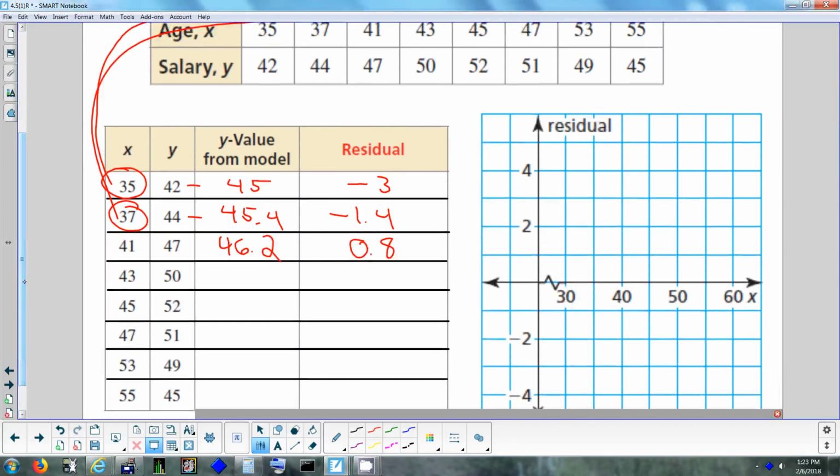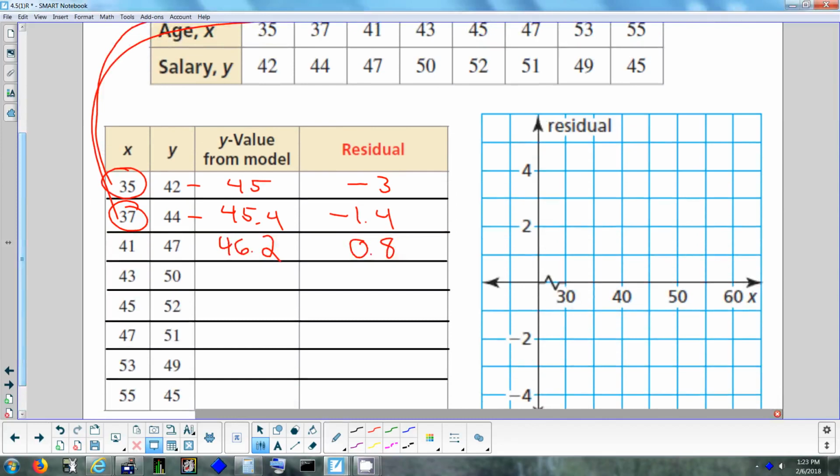All right, guys. Do people get the hang of what we're trying to do here? Yeah, you're just plugging in X and then everything comes out. Again, the way yours is set up, you have it on top of one another, right? You have the X, the Y, the Y value from the model, and then you have the residual, right?